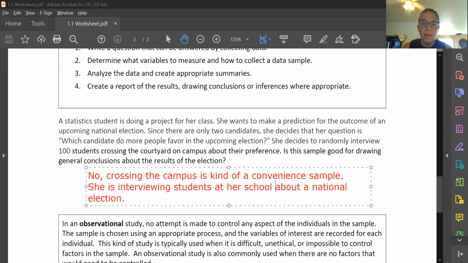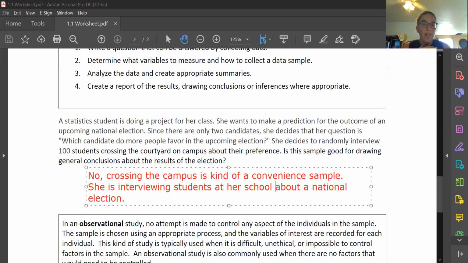So the sample is not good for drawing general conclusions about the results, because the results are a national election and she's only interviewing a small group of her students. The sample needs to be based off of the population. Going back a few minutes to the 11th grade math classes, the population was all 11th grade math classes, and the sample was the 5 11th grade math classes that she interviewed. They were the same wording. One had all, one had 5.